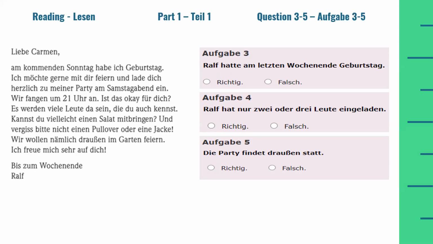Here we have again a letter, and related to this letter we have three questions, and we have to say whether these three statements are correct or wrong. Let's first read the letter.